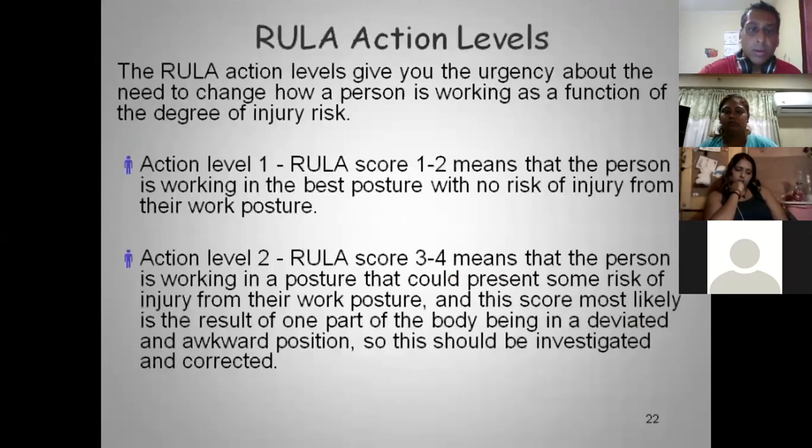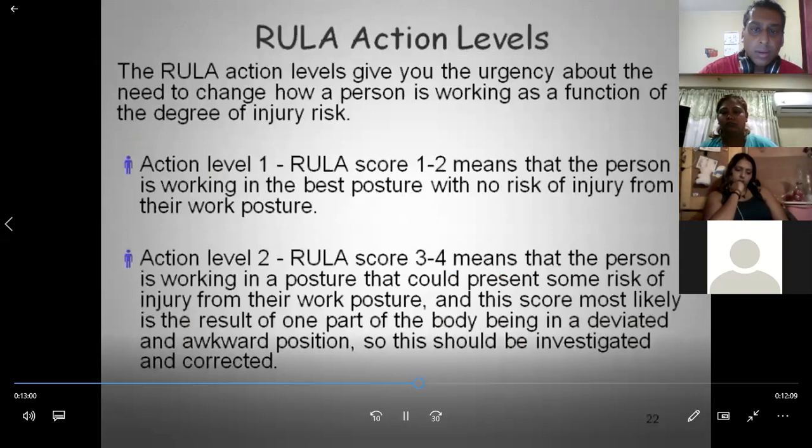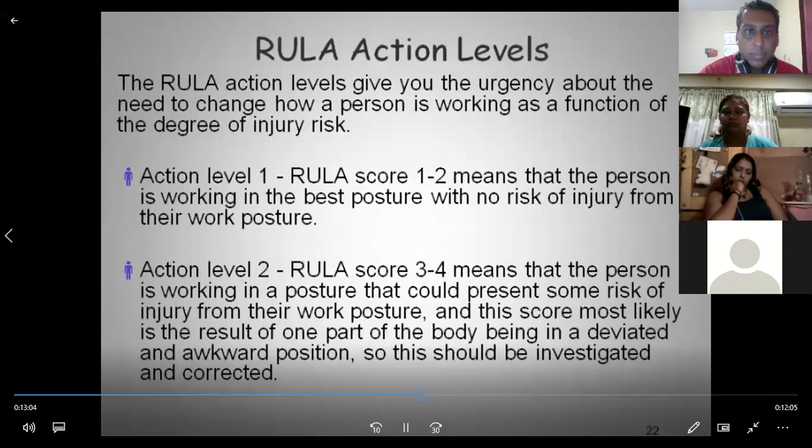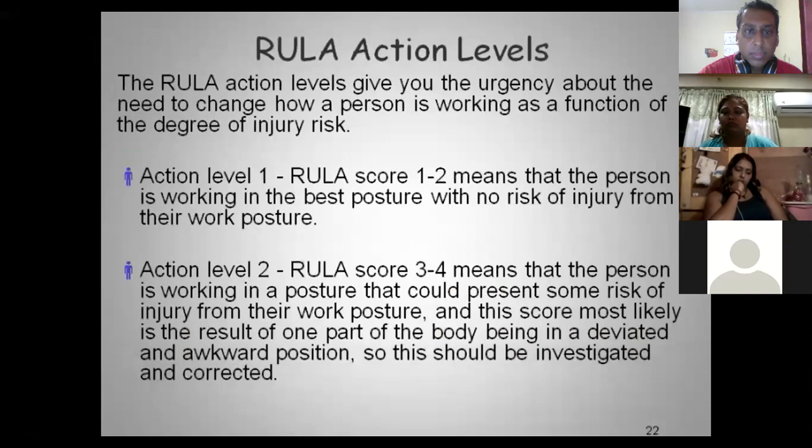The RULA gives you an action level, basically a degree of urgency. An action level 1, or a RULA score of 1 to 2, means that the person is working in pretty much the best posture with minimal force or static loading. An action level of 2, or a RULA score of 3 to 4, means that the person is working in a posture that could present some risk of injury from their working posture. And the score most likely is the result of one or more body parts being deviated.